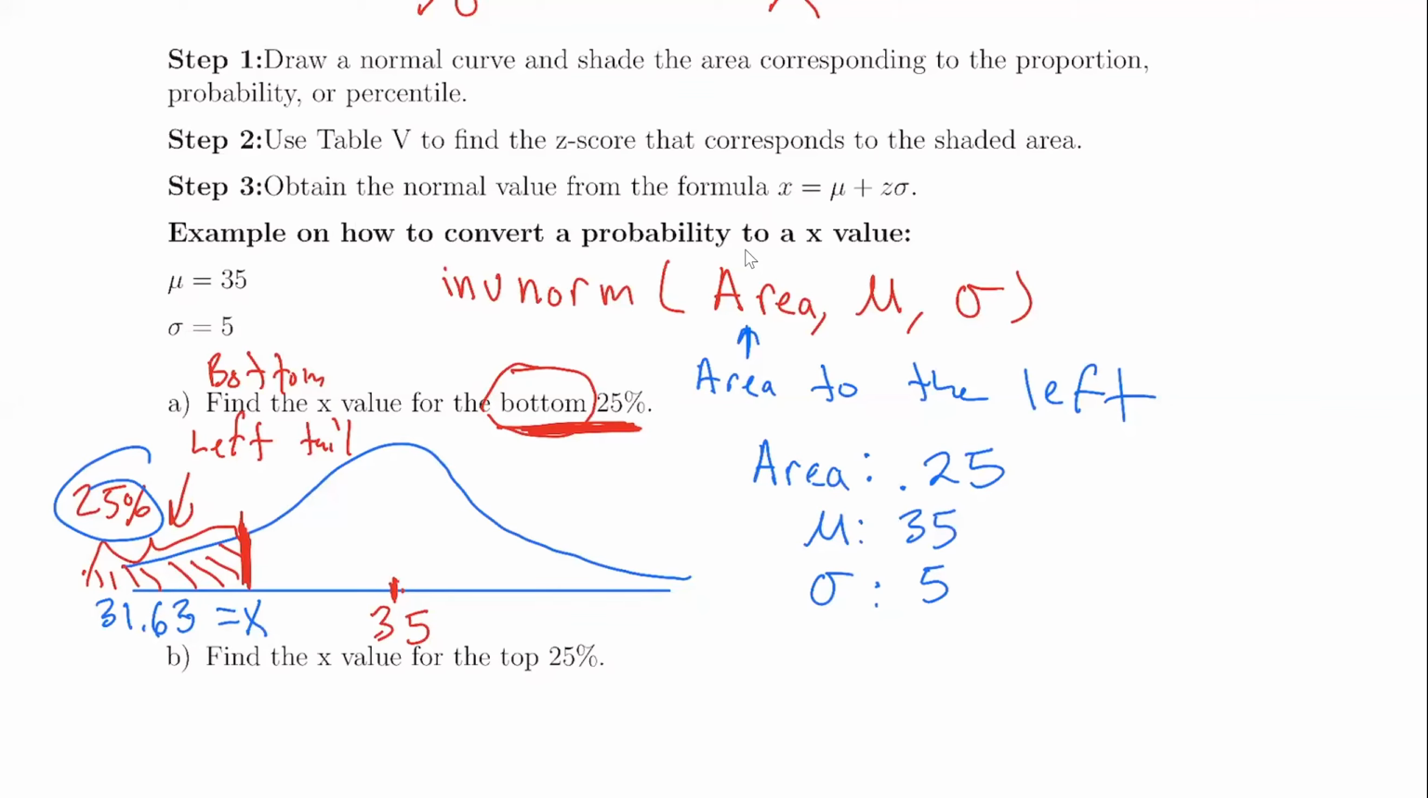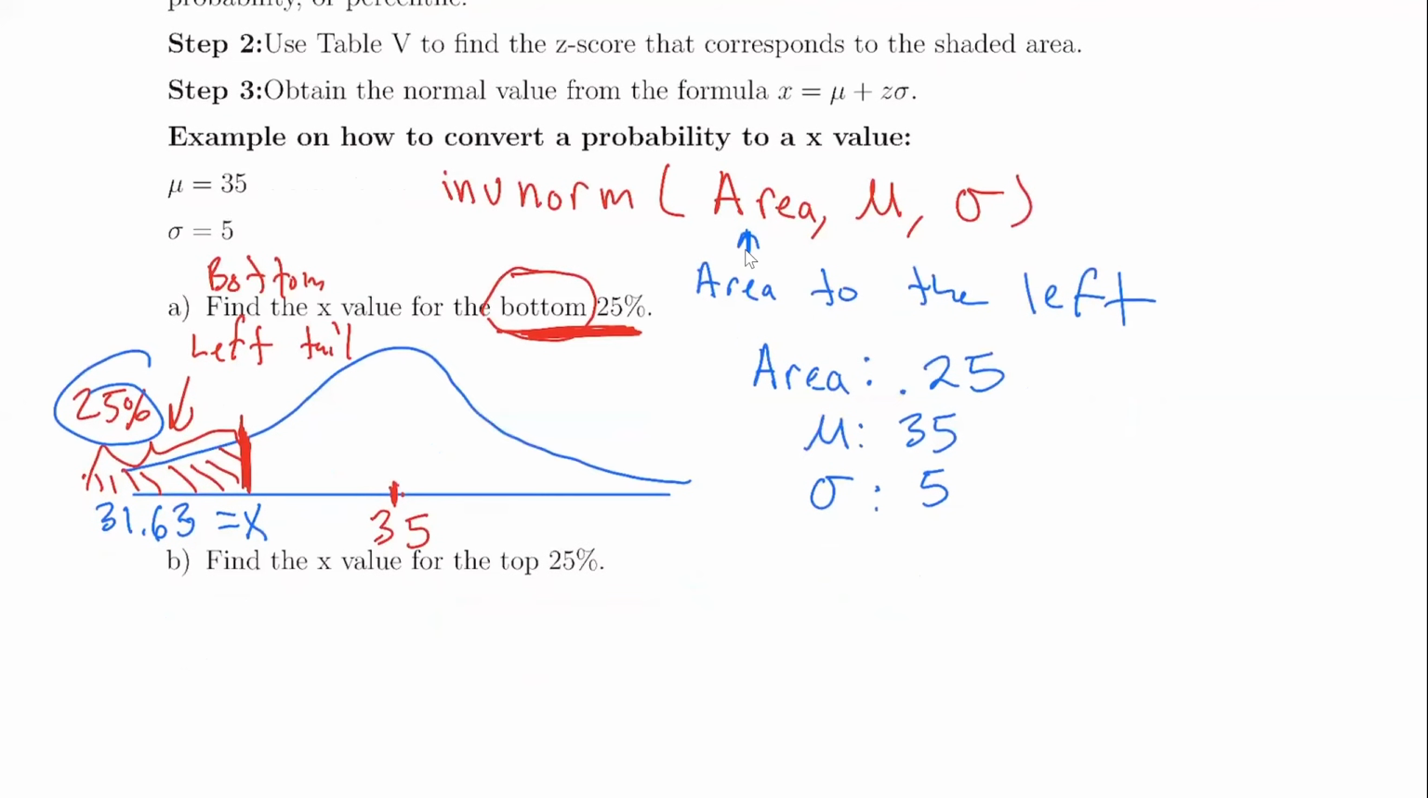So up next we're going to do part B. If you look at part B, it says find the X value for the top 25%. If you look at A and B, both of them want the same percentage, 25%. The only thing different is that one wants the bottom 25%, the other wants the top 25%. So let's do B.